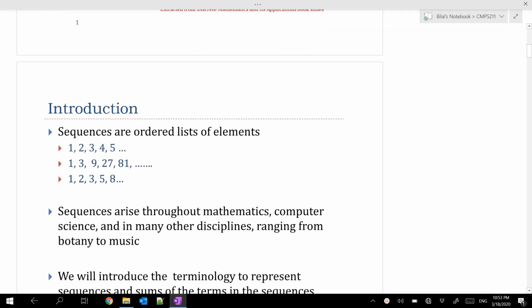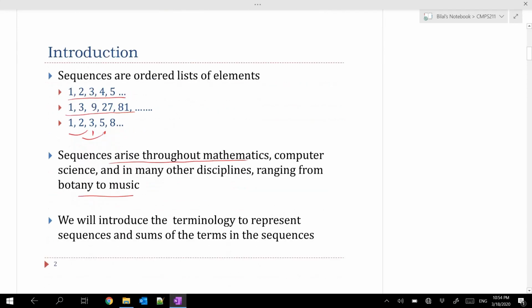For example, you have the sequence of natural integers here, or this sequence of multiples of 3, or the sequence where every number is the sum of the two previous numbers, which is known as the Fibonacci sequence. Sequences arise throughout mathematics, computer science, and in many other disciplines, ranging from botany to music. So it's a very fantastic word.